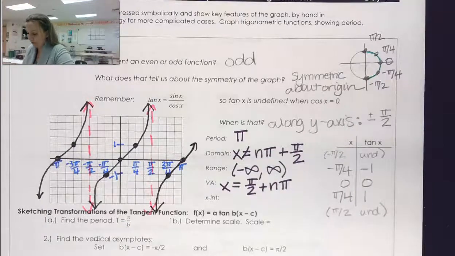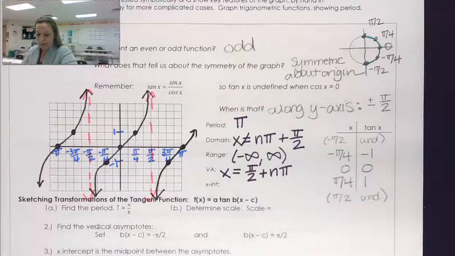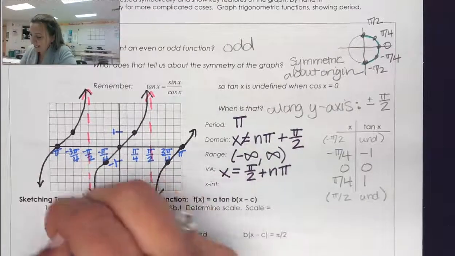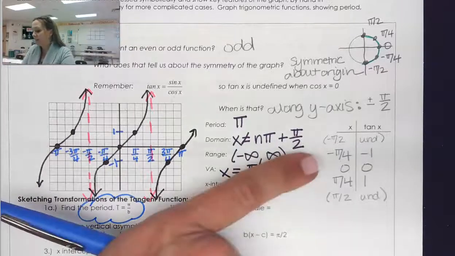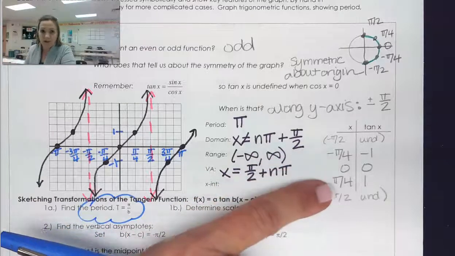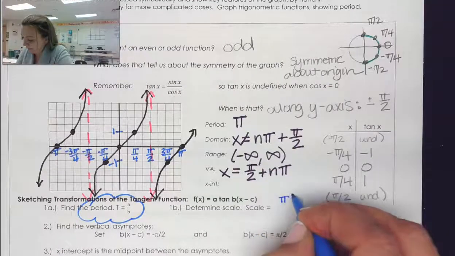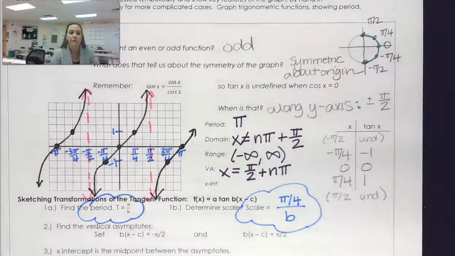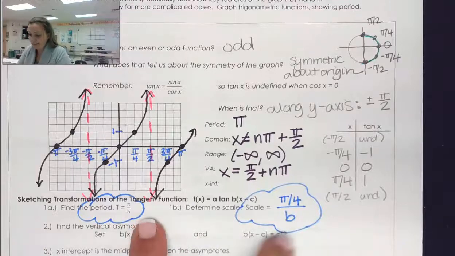So here's how we're going to sketch the transformations. The first thing we're going to do is find our period, but this time our period is not 2 pi over b. Notice that the period of the tangent function is pi over b. And if we look at our scale, notice that this time we're not going by pi halves. Our scale is going to be going by pi fourths. And so when we determine the scale of a function that has transformations, we can use pi over 4 over b. So we're going to find the period and the scale.